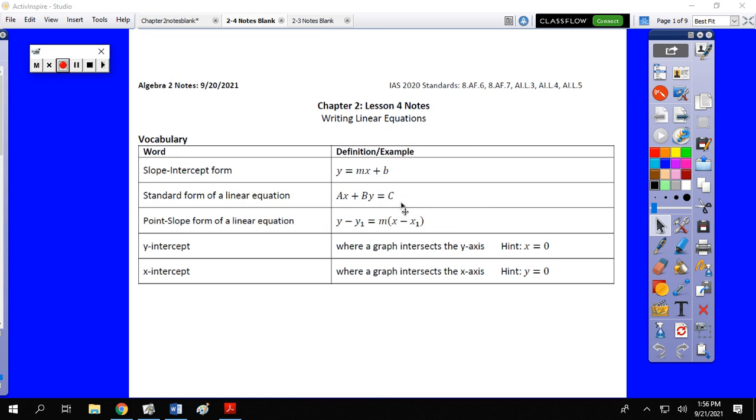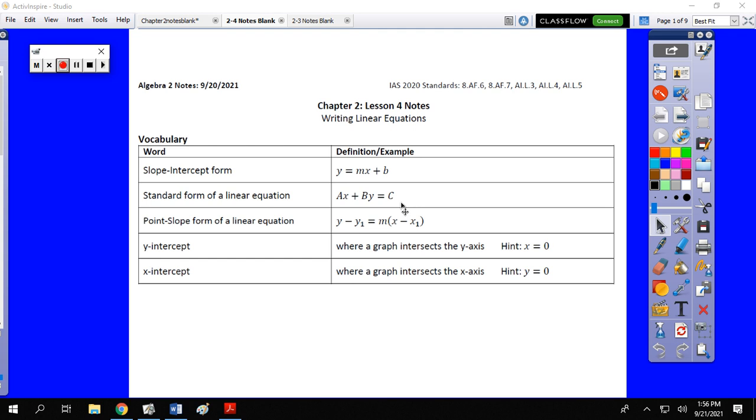Alright, ladies and gentlemen, welcome to the video notes for Chapter 2, Section 4 in your Algebra 2 textbook. This is one of two videos for that section. So, we're talking about writing linear equations in this section. This should be a review of your Algebra 1 class in theory, but it has been a while since many of us have taken that class.